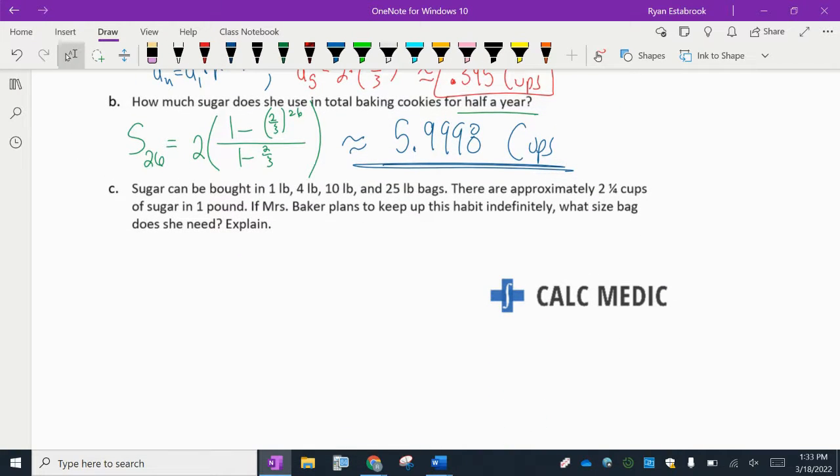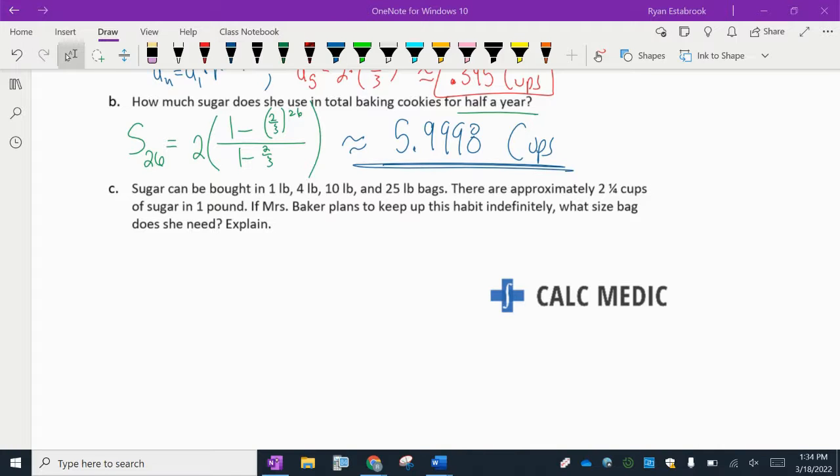Question C. It gives us a little bit more information. We have to use some conversions here. It says sugar can be bought in 1 pound, 4 pound, 10 pound, or 25 pound bags. Mrs. Baker wants to buy one of those bags. She's going to the grocery store just once. She wants to buy enough, but she doesn't want to buy more than she needs. So which of those should we buy? It says there are approximately 2 1/4 cups of sugar in 1 pound. If she plans to keep up this habit indefinitely, what size bag does she need?